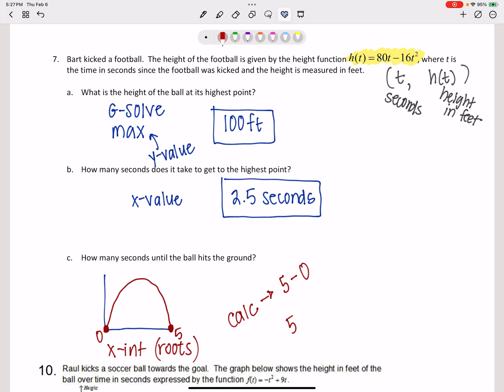The x-axis stands for seconds. So how long until it hits the ground? It would take 5 seconds after it was kicked for it to fall back down to the ground.